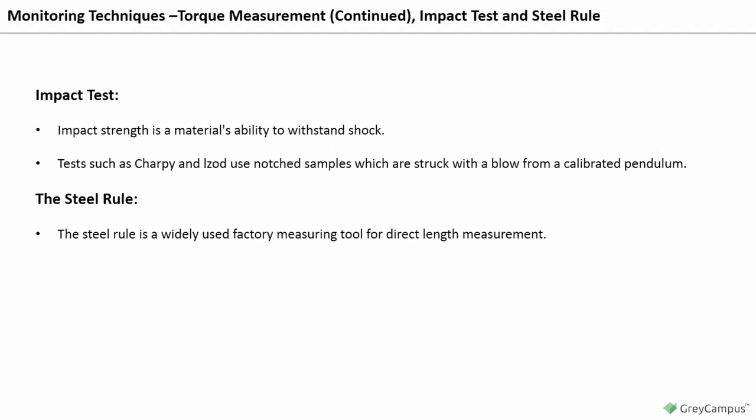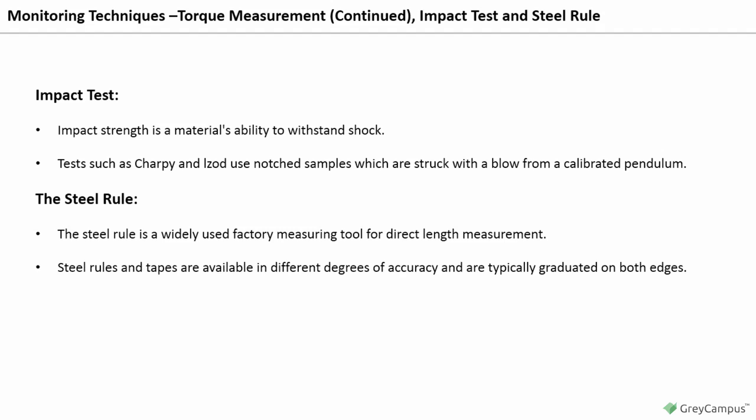The steel rule is a widely used factory measuring tool for direct length measurement. Steel rules and tapes are available in different degrees of accuracy and are typically graduated on both edges.